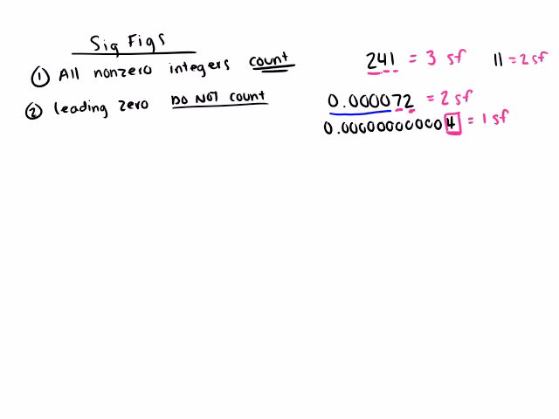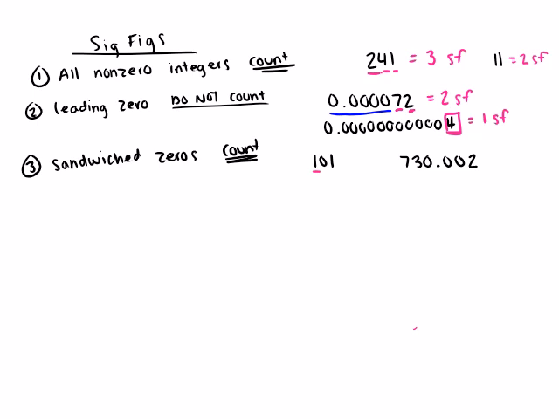All right. Number 3. Sandwich zeros count. Okay, so let me give you an example of a sandwich zero. Okay, a sandwich zero is one that is literally in between non-zero integers. No matter where it is, whether there's a decimal or not, if you have a zero that's in between non-zero integers, I call it sandwiched, and they count.